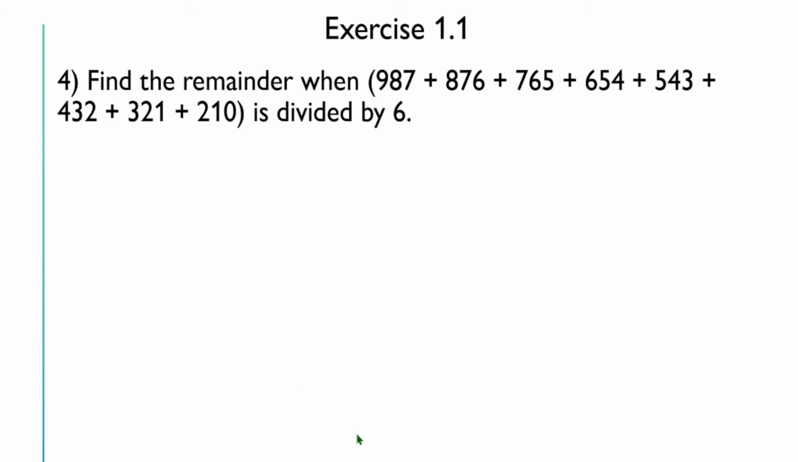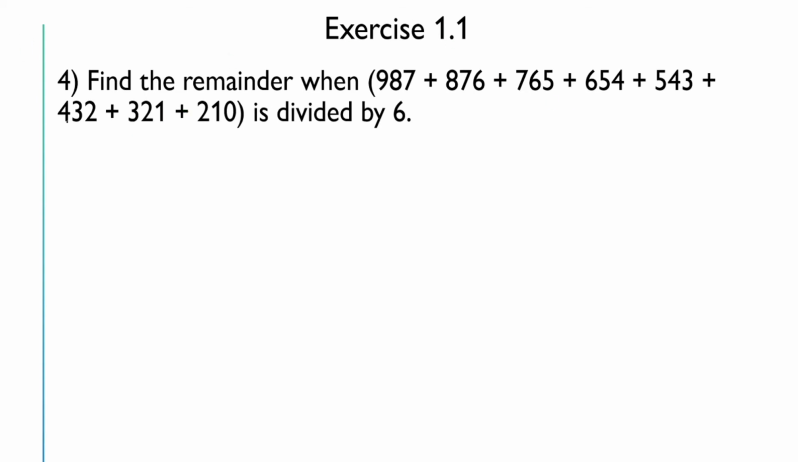The next question, find the remainder when 987 plus 876 plus 765 plus 654 plus 543 plus 432 plus 321 plus 210 is divided by 6. So we have to find the remainder when we add all these terms and then we divide it by 6. Here again we will use the property of addition and we can take each term separately so that we can find the remainder on adding all these terms.